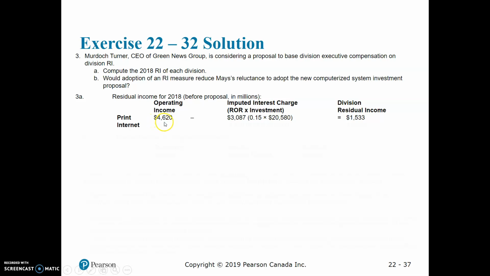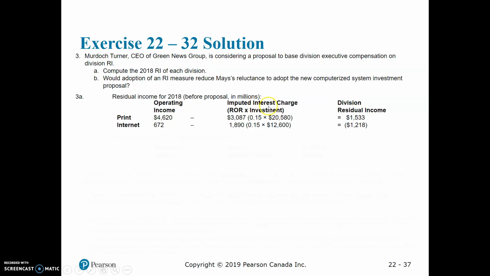So for the print division, the operating income is $4,620. We know that the company's required rate of return is 15%, so that's 0.15 times $20,580 for the investment in the print division. When you multiply these two numbers, you arrive at $3,087. When you subtract 3,087 from 4,620, we compute the division's residual income as $1,533.